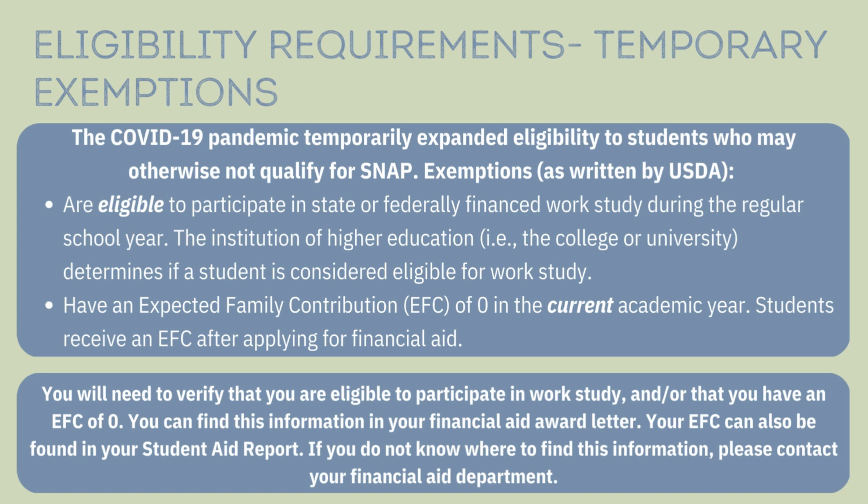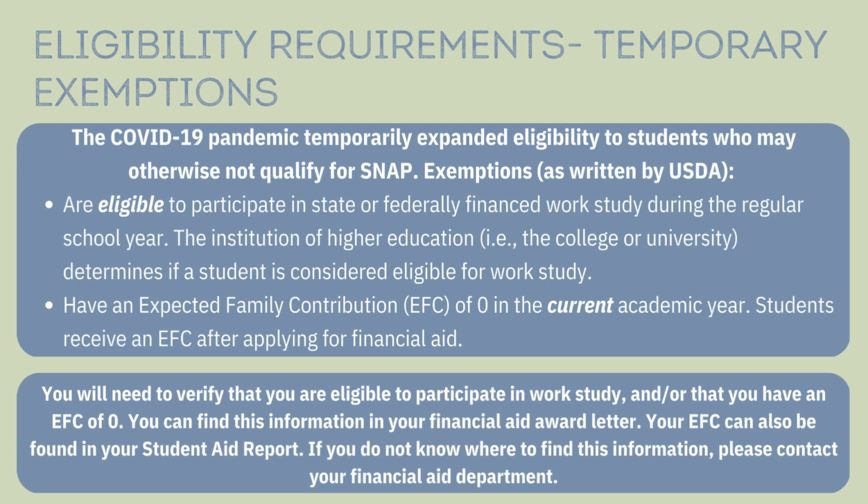So to find the ones for COVID exemptions, you will want to go to your financial aid award letter and read through that and see if you can find your information there, or a student aid report. If you cannot find that information, please contact your financial aid department. They're there to help you.